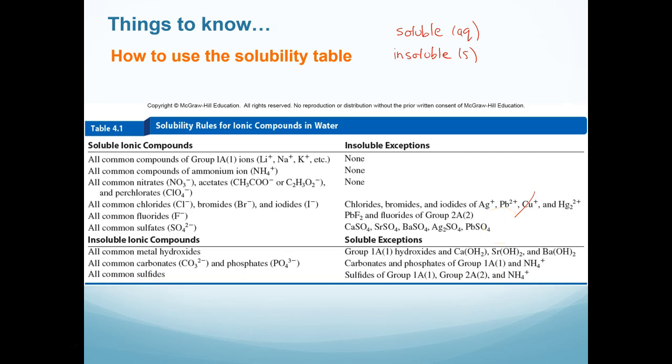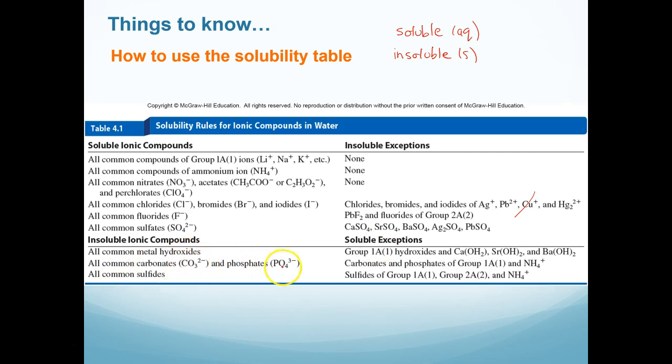Okay, so now if we go down, we have our two switched. All of these will be in general insoluble in water, and here are our only exceptions. So metal hydroxides are in general insoluble in water. If I have something like nickel hydroxide or copper hydroxide, it will be insoluble in water. But if I pair that with group 1A, the alkali metals, if I have something like sodium hydroxide, potassium hydroxide, it will be soluble in water.